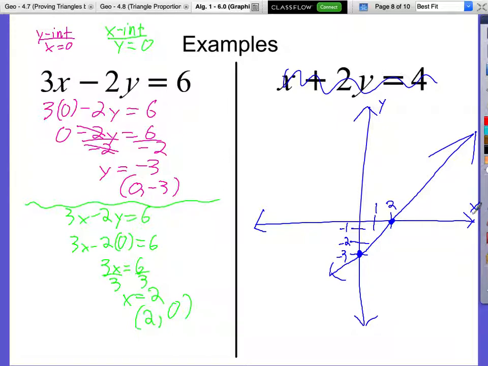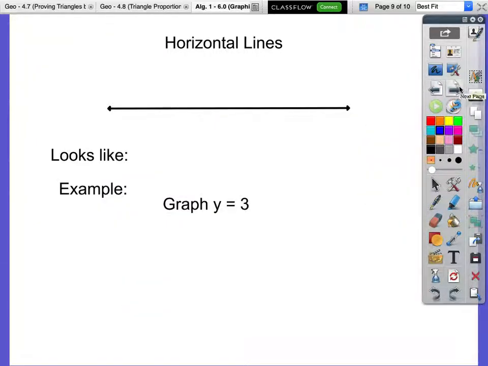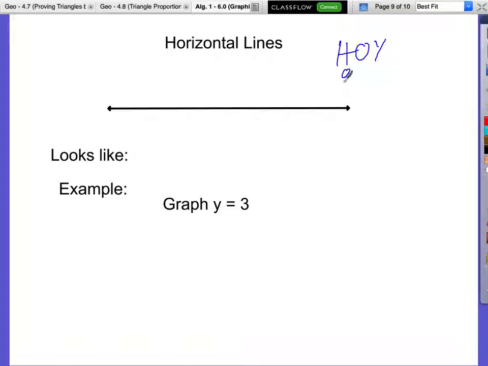Hey, so does this make sense though? This is a review, okay? We've done this part before, right? Another quick review. Horizontal lines. Great. What's their acronym for horizontal lines? HOY. The H stands for horizontal. The O is a 0. The slope is equal to 0. And y is equal to a number. So it looks like y is equal to a number.